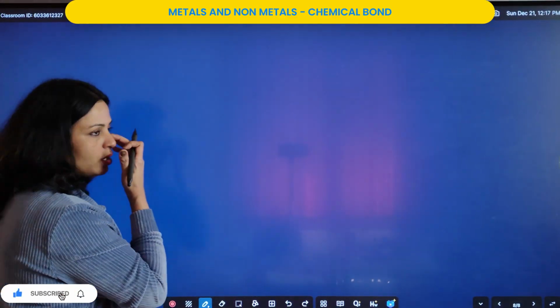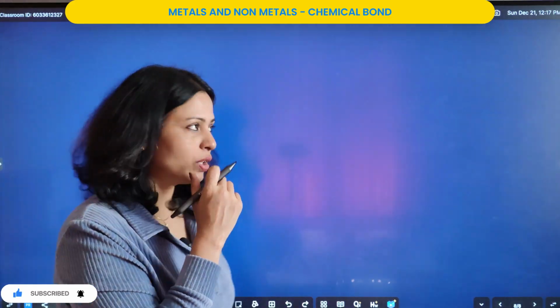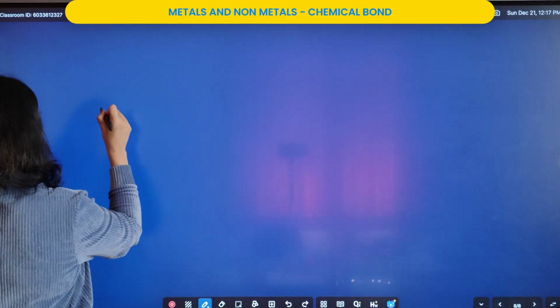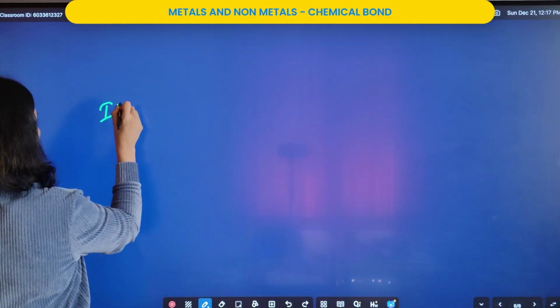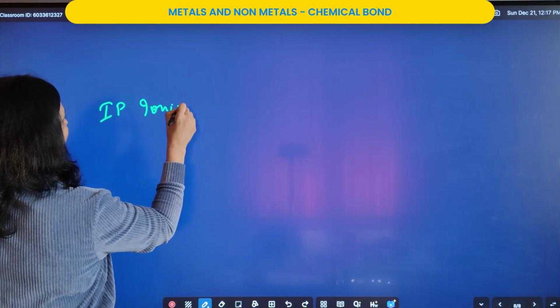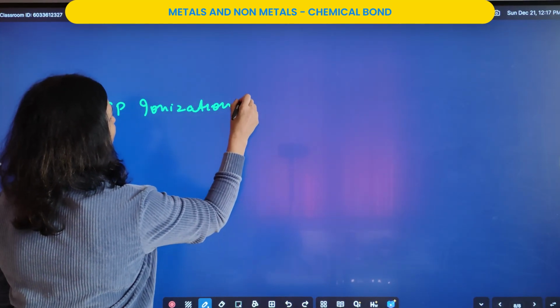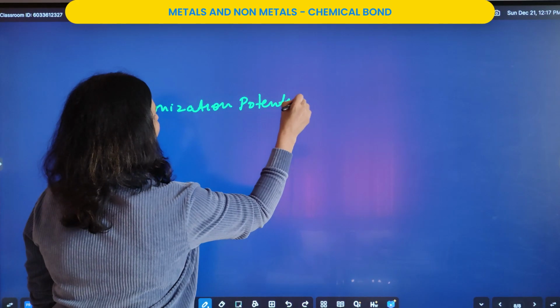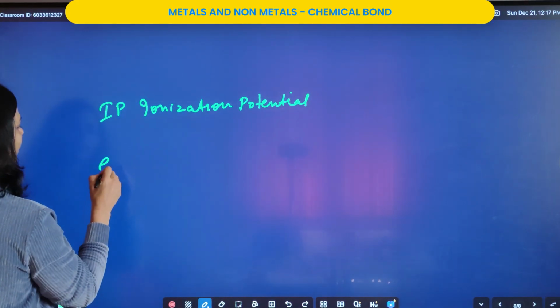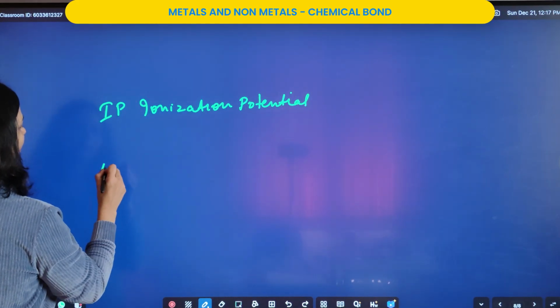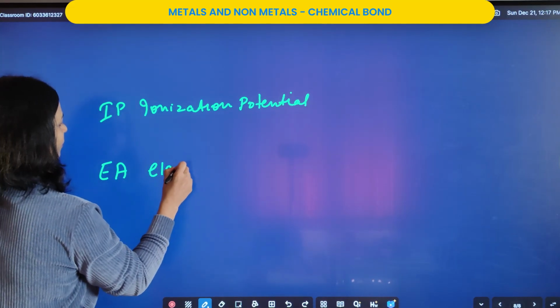So children, you might be having a doubt: why do metals always have to lose electrons and why do non-metals always have to gain electrons? Okay, so I'll give you a little bit of clarification on that. See, you have to understand what is IP, that is ionization potential. You also have to understand what is electron affinity.